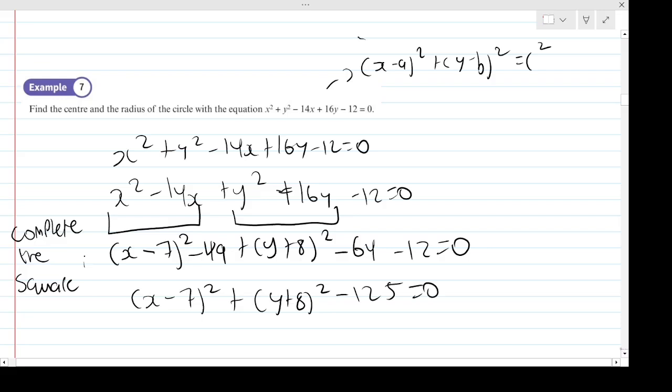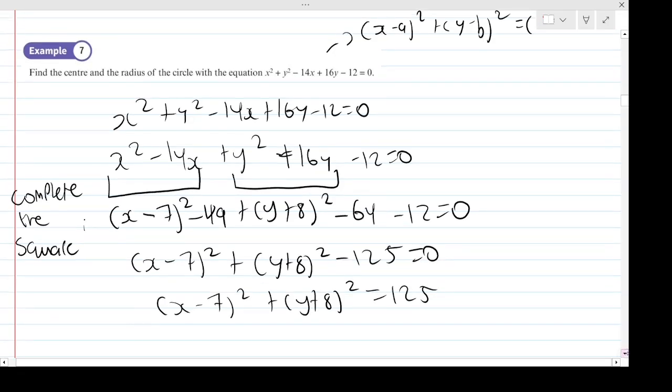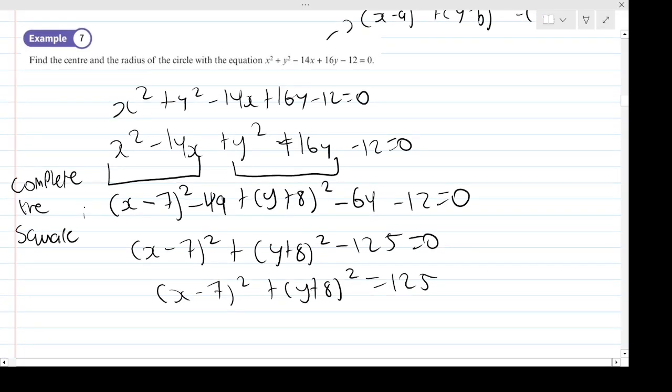Well, it looks very, very similar now to this form. But here, the radius is on the other side. Well, that's this number here. Let's move that to the other side of the equation to get x minus 7 all squared plus y plus 8 all squared is equal to 125. There we are. Okay, cool. So now that looks like it. That looks in the form that we're used to for the equation.